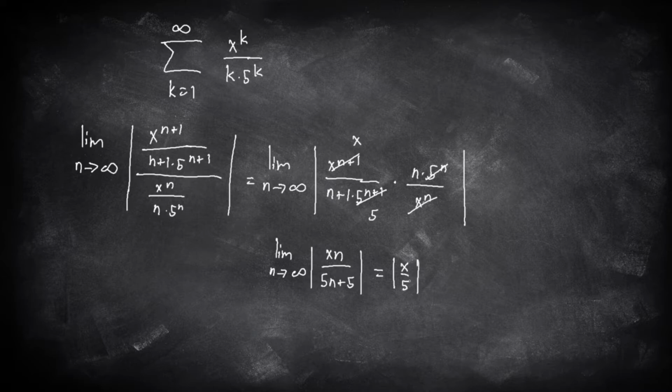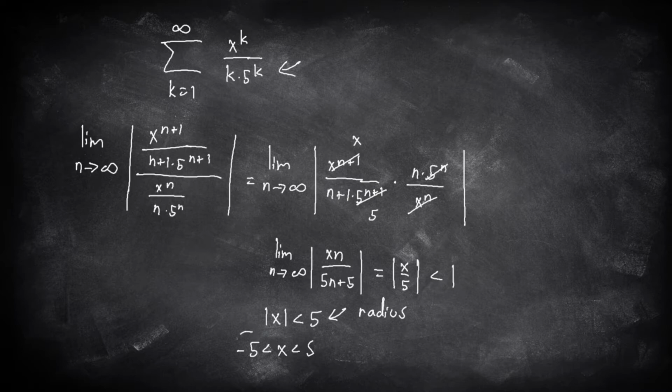Now we know that our summation would converge if the ratio test comes out with a limit that is less than 1. So that means the absolute value of x has to be less than 5. And this is known as our radius of convergence. Now, if we want to find our interval of convergence, we just need to make this an interval. So that's -5 to 5. Anything between -5 and 5 will make this a converging series.